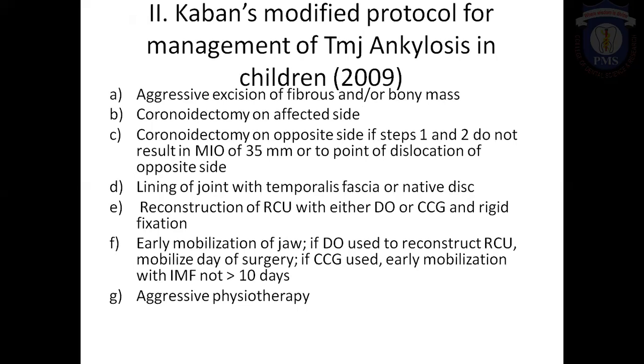Next is a modification of this Kaban protocol for TMJ ankylosis in children, in 2009. According to him, aggressive excision of fibrous or bony mass, then coronoidectomy on the affected side, then coronoidectomy on the opposite side if steps 1 and 2 do not result in adequate mouth opening of 35 millimeters. Then lining of the joint with temporalis fascia or native disc. Then reconstruction with either distraction osteogenesis or costochondral graft and rigid fixation is made.